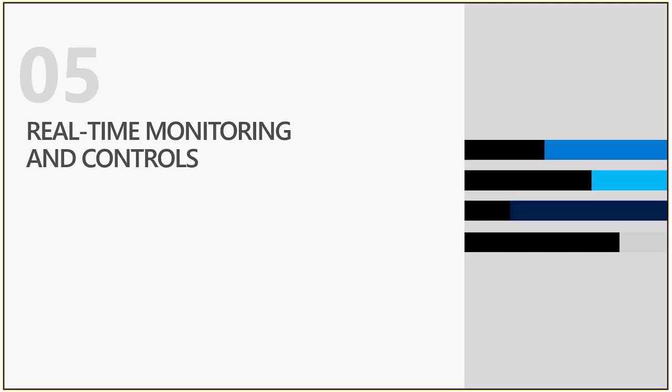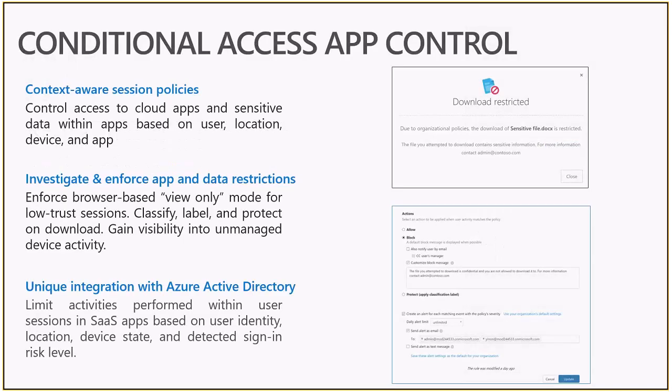Another capability that we talk about is real-time monitoring and controls. The solution that we use for this is Conditional Access App Control, which is a context-aware session capability that lets us inspect every session of the user and take some decision, like, for example, monitoring the session, blocking the download of a specific type of documents, or applying some restriction on the data, like a view-only mode for risky sessions, or maybe connecting from unmanaged devices.